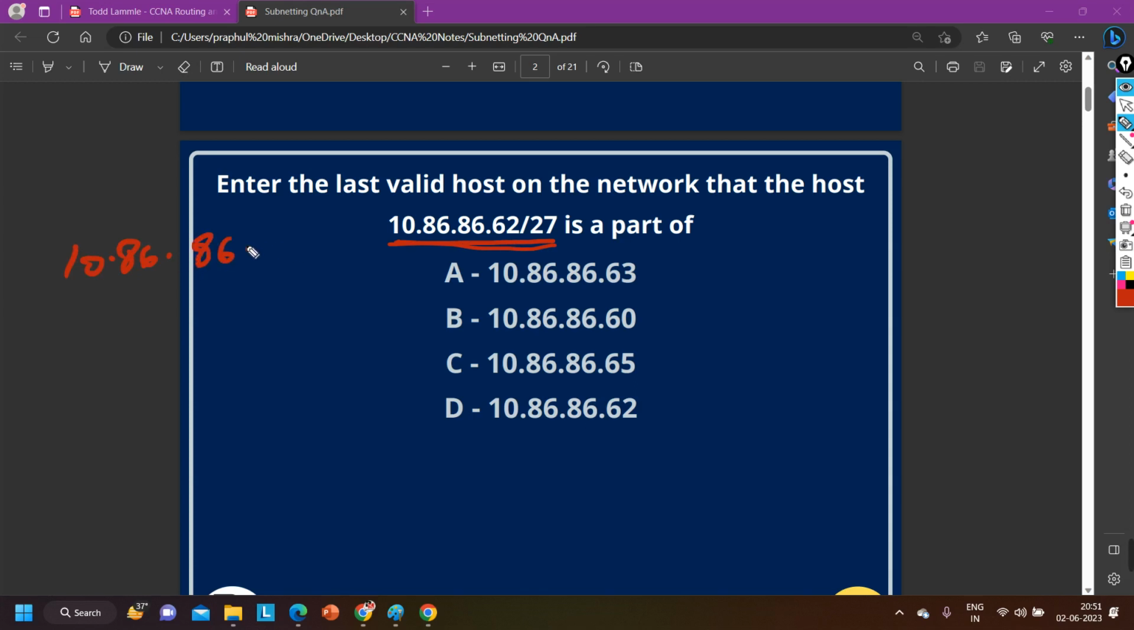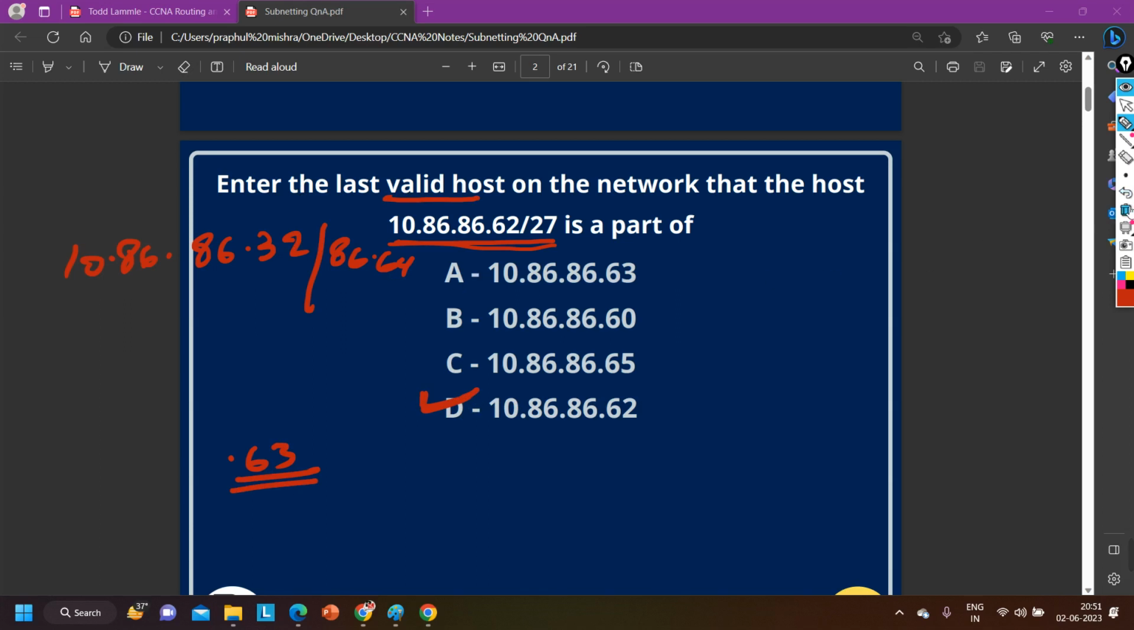32, 64... Wait. 32.0. Yes, 32.0, and the next network will be 64. So the last IP address will be dot 63. But this is the broadcast ID, na brother? Yes, this is not a valid host, and the question is asking for the valid host. The valid host will be 63 minus 1, which is 62. So option D is the right answer. These people are making this mistake in the exam paper as well.